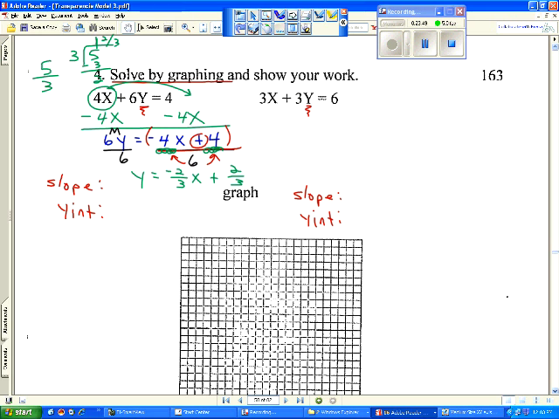So what is the y-intercept of this? What's added to the x stuff, 2/3? What is the slope? The coefficient of x, which is negative 2/3. Understand that?